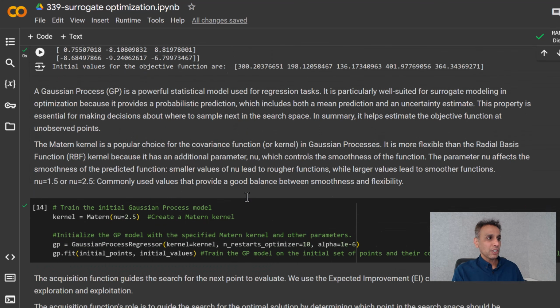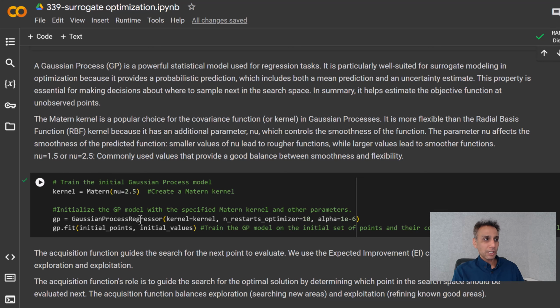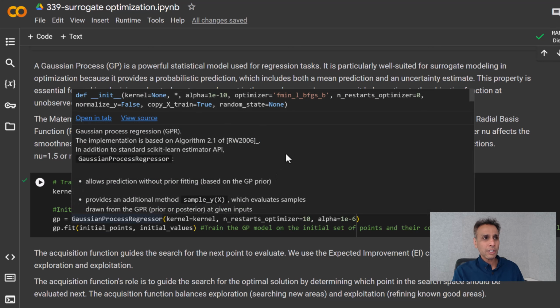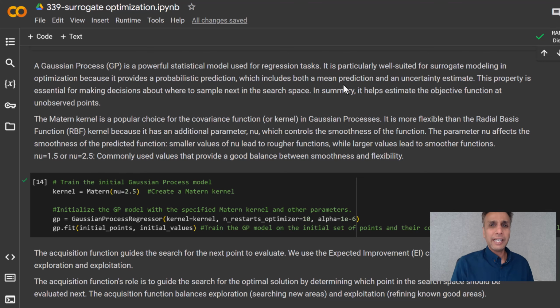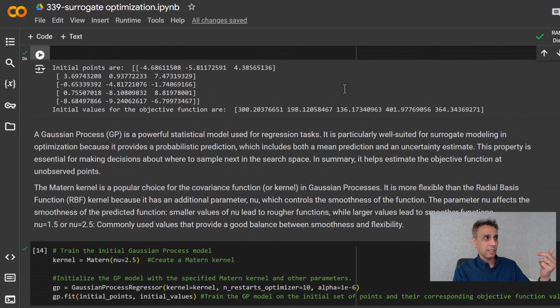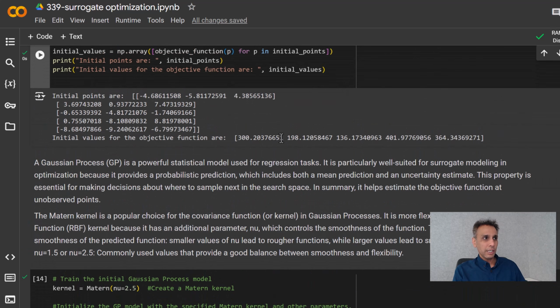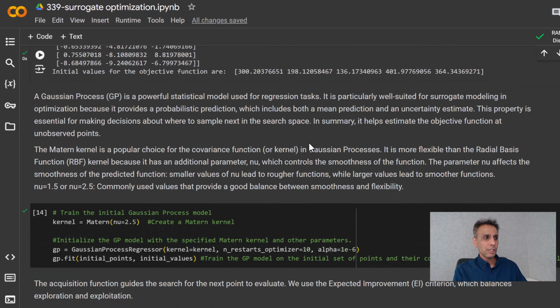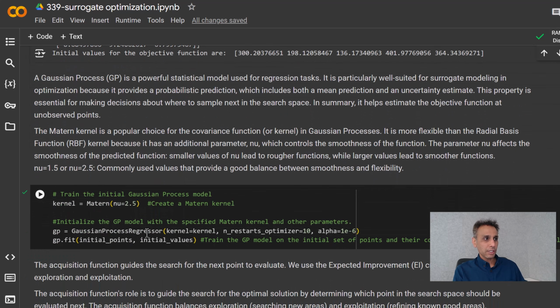Our surrogate function is the GP, Gaussian Process Regressor. How does it understand our actual objective function? It doesn't until we train it on inputs and outputs, which we just got from the previous exercise, right? Inputs, and these are the outputs. I'm going to plug those as input into my Gaussian process.